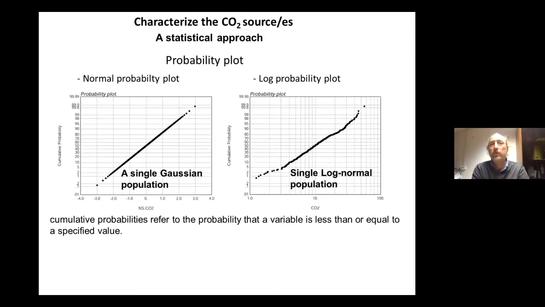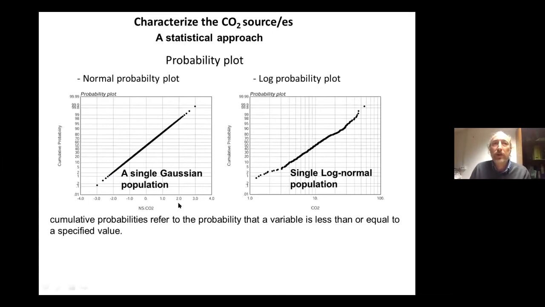So the probability plot is a chart, a diagram that allows us to plot our data and to define the main statistical properties of our data. The particularity of this probability plot is that if we have a single Gaussian population of data, these are going to plot in a straight line in this probability plot. Keep this in mind, because this will be useful to understand the next slides.